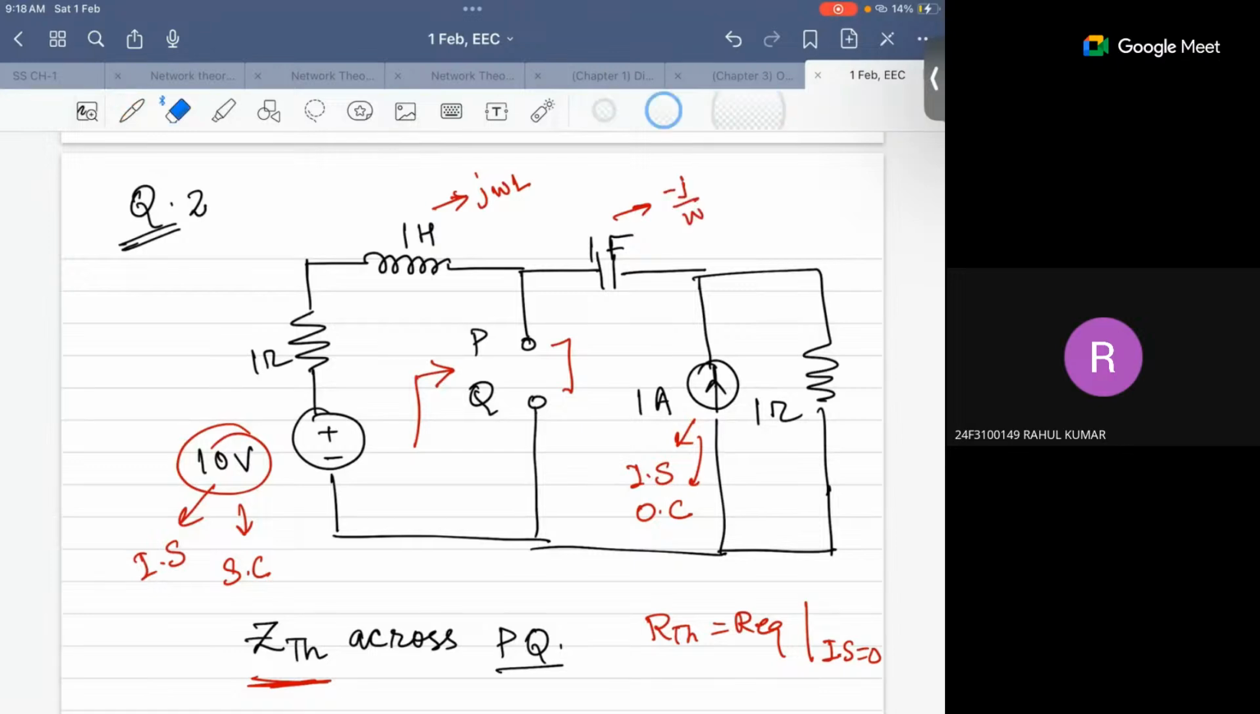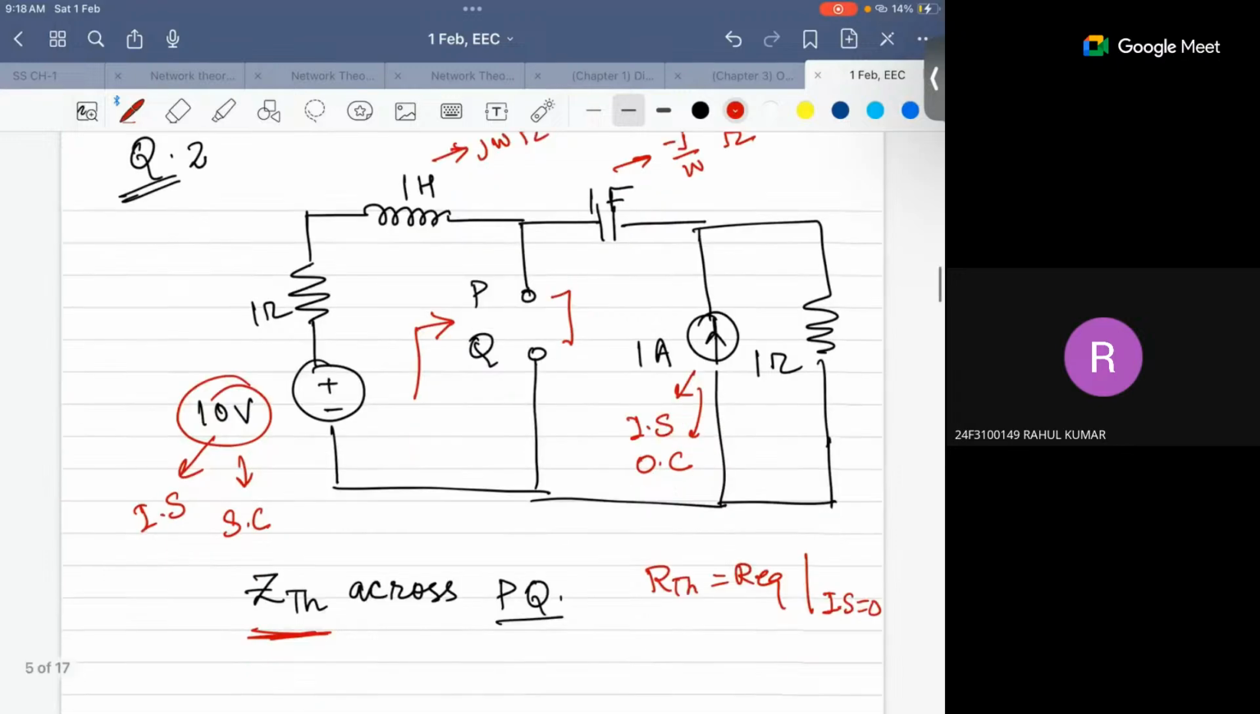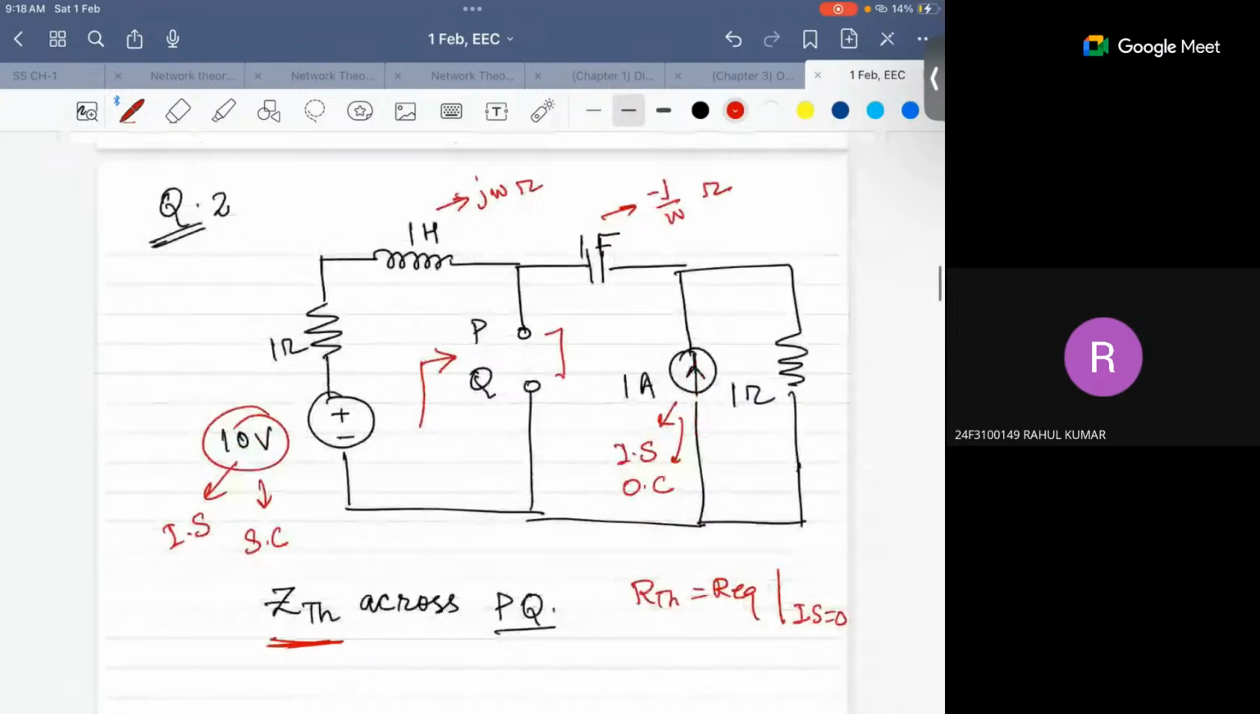Correct? L also is 1. So you can just think of this as j omega ohm and minus j upon omega ohm. Clear? This is also 1 ohm, and you can think this is an open circuit. Now if this is an open circuit, if you see from here, this will be in series, this will be in series, and both of these will be in parallel. Correct?